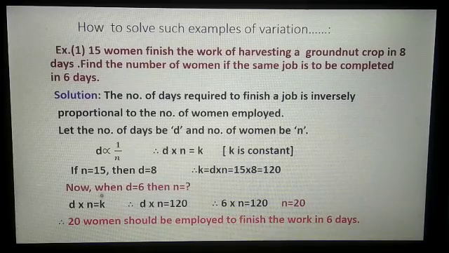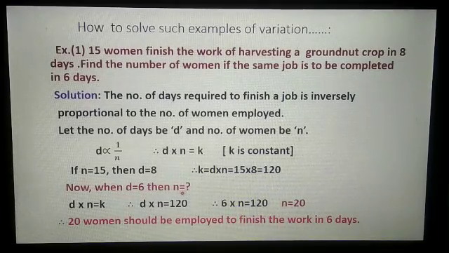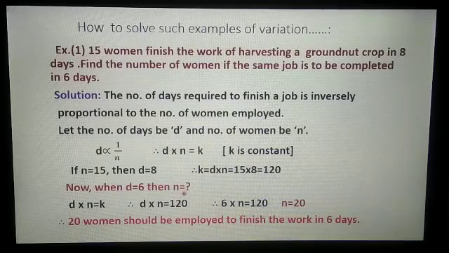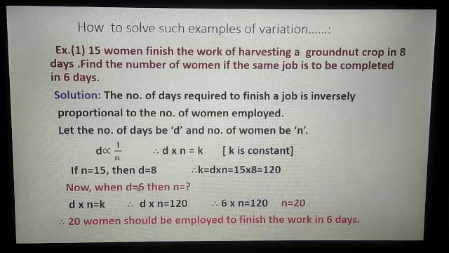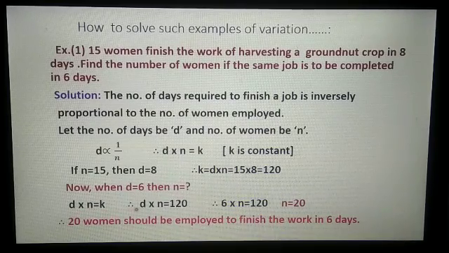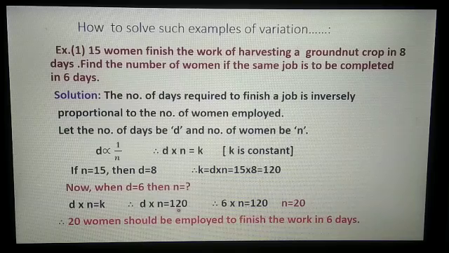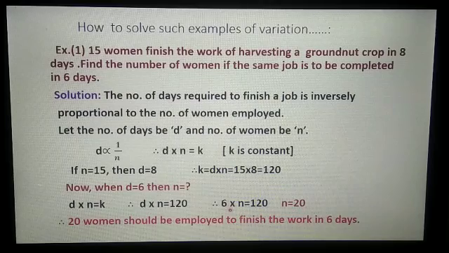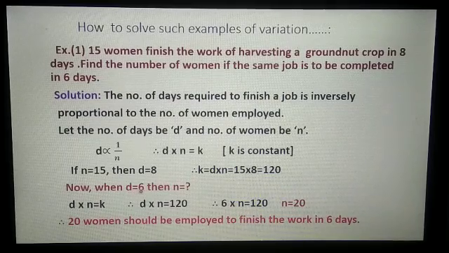Okay, now we will put the condition. When D is equal to 6, then N is equal to what? That means the number of women. How many women will be required to do the same job in 6 days? So again put the equation D into N is equal to K. Therefore D into N is 120, because K, the constant of variation, is 120. And now we will put the number of days also. So 6 into N is equal to 120.